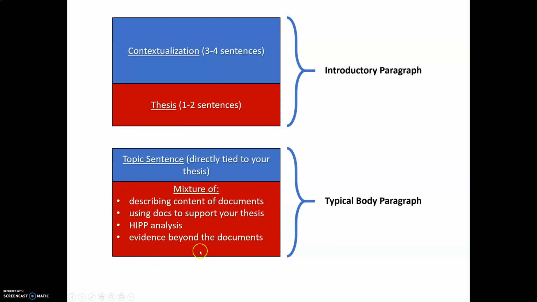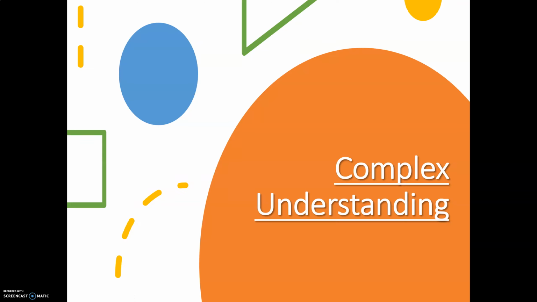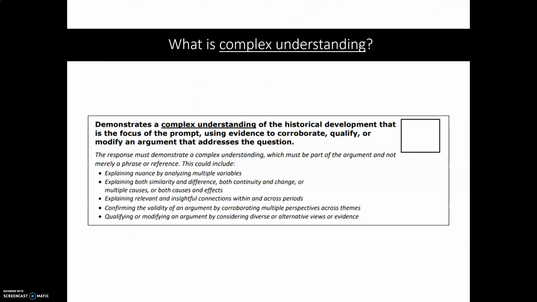those body paragraphs. There's only one little section left on the actual rubric, and that is something called complex understanding. This is the final point in the rubric, and guys, it is the icing on top of the icing on top of the icing. It is something that if you can do it, that's great, but I'm not going to put a lot of emphasis on this one. If you're going to sacrifice any point on the rubric, this is the one you want to do it on.